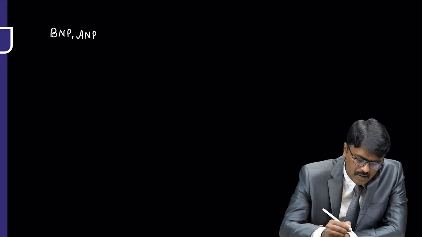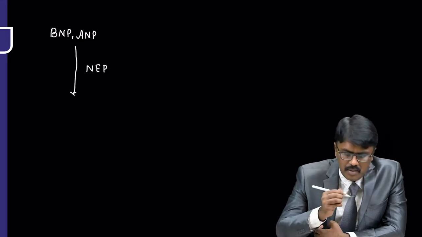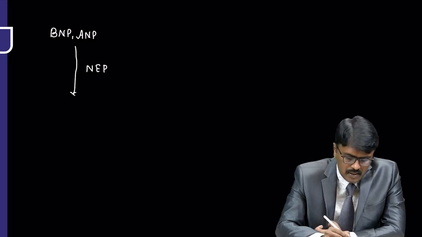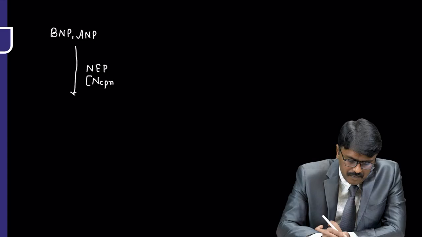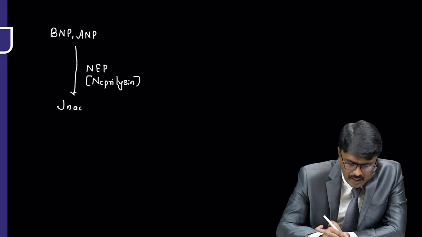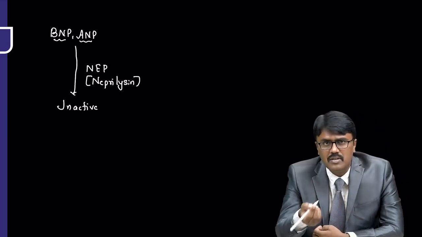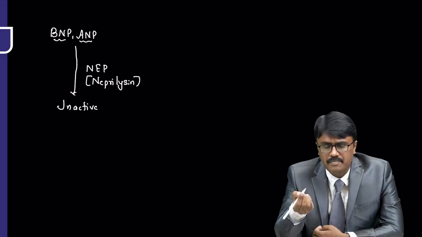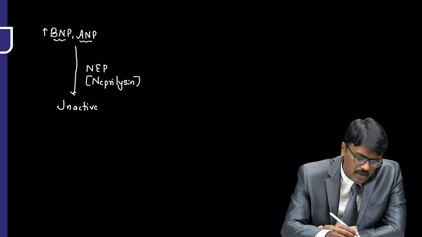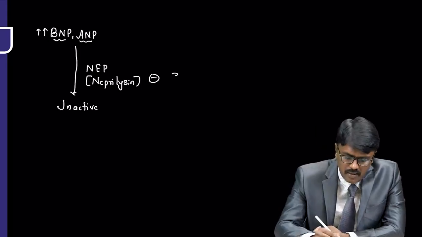Okay, so we have the natriuretic peptides BNP and ANP. These are broken down by neutral endopeptidase, which is also called neprilysin. So they will make these peptides inactive. And in the beginning, I told you what the role of ANP and BNP is. They can cause natriuresis and they can also cause vasodilation. Now, how do I increase their level in the body? By inhibiting the neprilysin, and that is done by sacubitril.